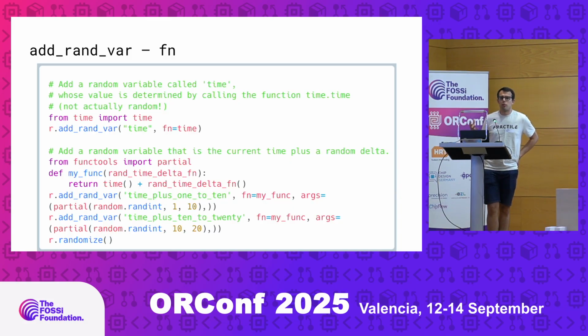So for a particular call to randomize, you might want to just run a function to set the value of a given variable. That function could either be a randomizable function, or it could be a deterministic function. So you could use the time function from Python, which just gives you the current time in epoch time, or you can do something a bit cleverer.